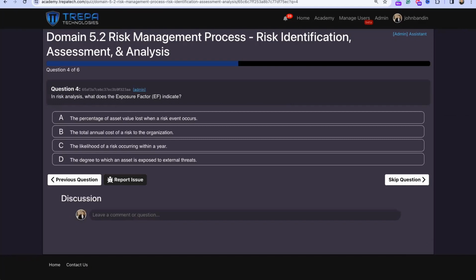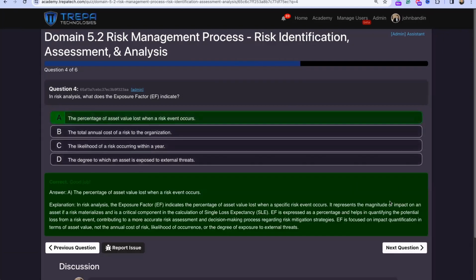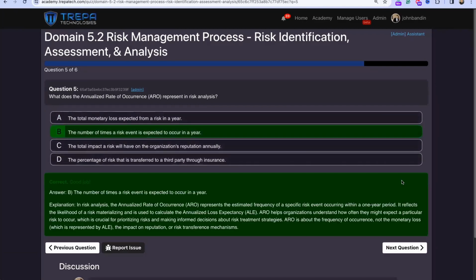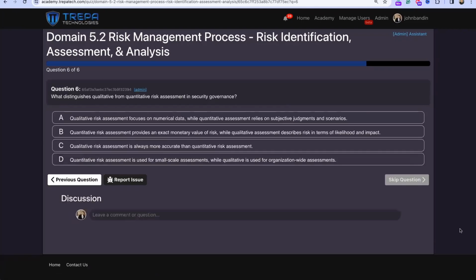In risk analysis, what does the exposure factor indicate? This is going to be based on the percentage, the percentage of asset value loss when a risk event occurs. Question 5. What does the annualized rate of occurrence represent in risk analysis? That's going to be B. The number of times. This is just how often this risk is going to be realized within a calendar year.